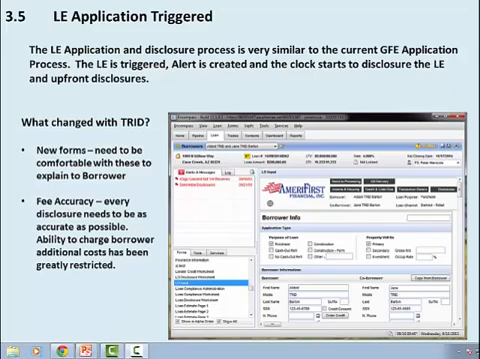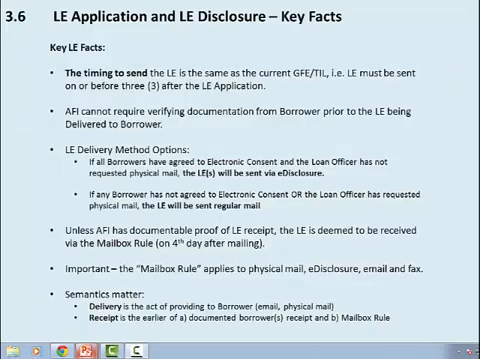Fee accuracy: the initial LE and every subsequent disclosure needs to be as accurate as possible. Be aware of the fee tolerance buckets. The ability to disclose and true up fees later has largely been eliminated. Be accurate. Related to the LE application and LE disclosure, there are some key takeaways. Remember, these are critical pieces of information that summarize hundreds of pages of TRID regulations. If you focus on these bullet points, you will know the critical information that will affect your loans.